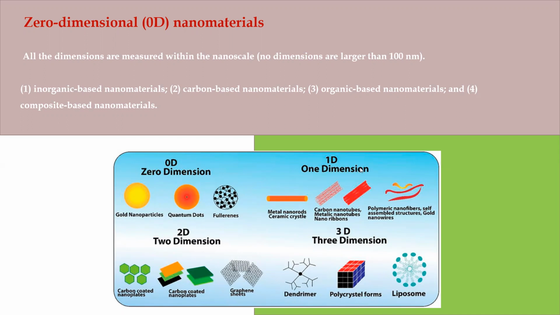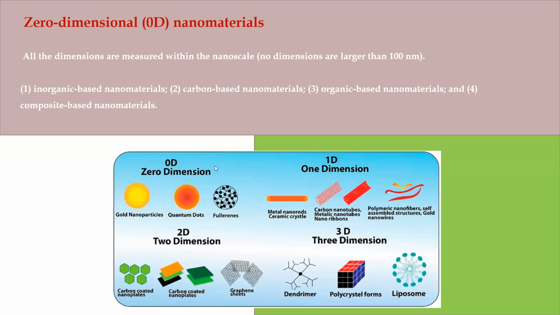And now we are going to consider the one-dimensional material. One dimension is in bulk, and the other two dimensions are in nanoscale. Examples are carbon nanotubes, metal nanorods, polymeric nanofibers, self-assembled nanostructures, or nanowires. In this case, one dimension is in bulk, which we can see with our own eyes, that is in the micrometer range or greater than 200 nanometer, and the other two dimensions, breadth and depth, are in nanometer. That type of material is described as a one-dimensional material or simply a one-dimensional nanomaterial.